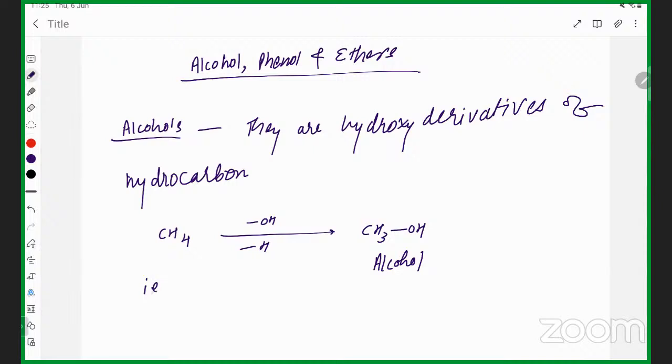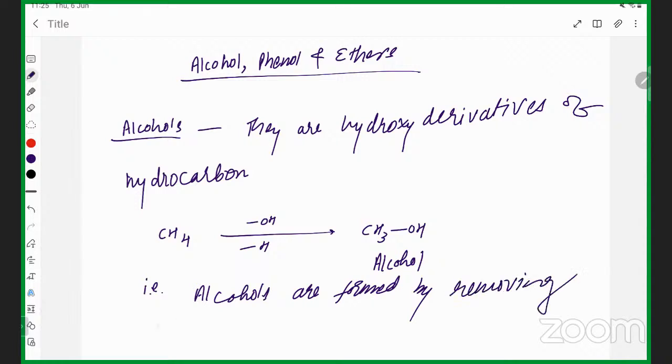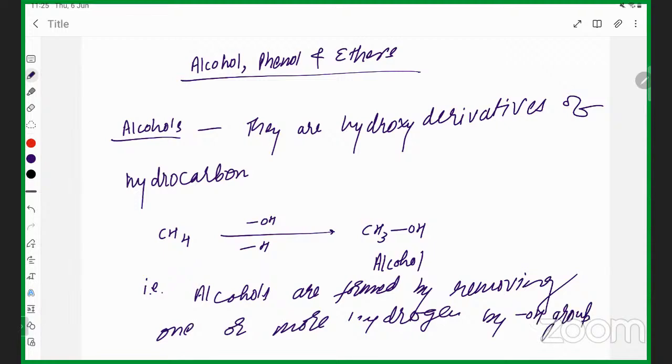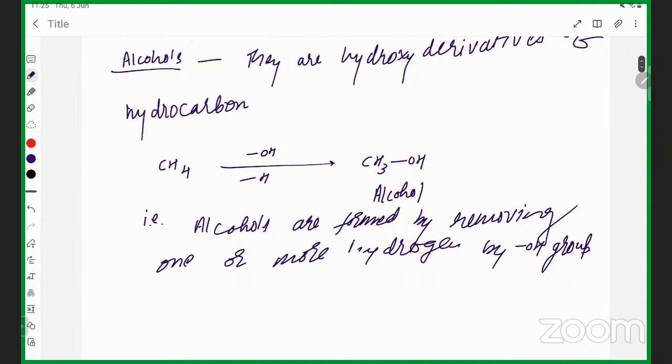So alcohols are formed by removing one or more hydrogens by OH group. Are you getting this one? Yes, sir, getting.